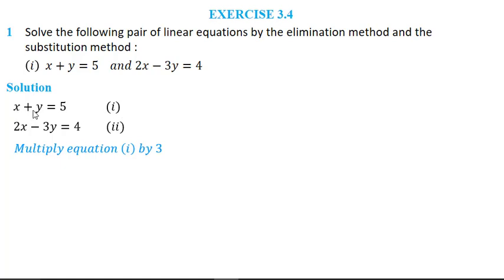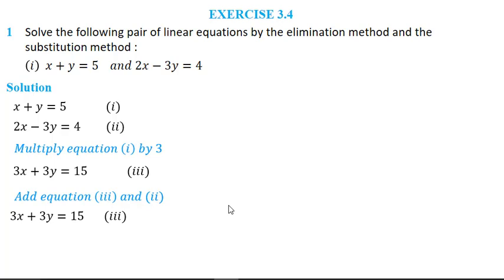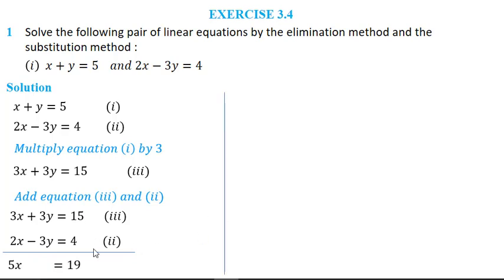So when I multiply by 3, what happened? This will become 3x plus 3y equal to 15. I have multiplied throughout by 3. Now in the second equation the coefficient of variable y is minus 3. So what will I do? I will add this equation 3 and equation 2. So after adding equation 3 and equation 2, what do we get? This 3y minus 3y will cancel, and 3x plus 2x will give me 5x. So 5x equal to 15 plus 4, 19. So I get the value of 5x as 19. That gives me the value of x as 19 upon 5. Now I got the value of x as 19 upon 5.